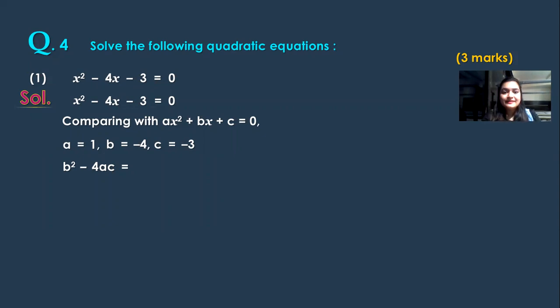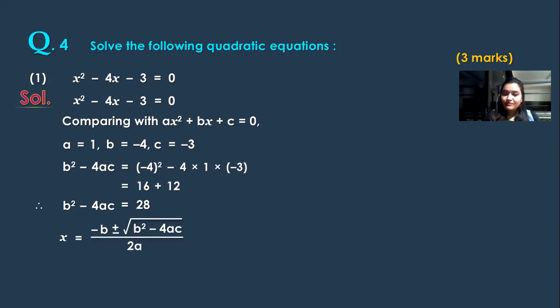So first of all, I am finding out the answer of b square minus 4ac. b square will be replaced by minus 4 the whole square minus 4 into 1 into minus 3. Minus 4 square is 16, minus minus plus 4 3s are 12. So 16 plus 12 gives me 28. Now guys, I'll write down the formula of formula method. X is equal to minus b plus minus root of b square minus 4ac upon 2a.